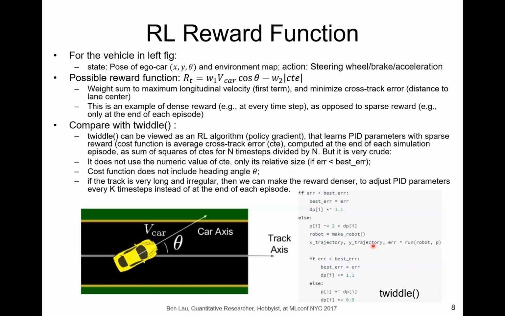Actually, the simple little Twiddle function we saw before is a form of policy iteration, a policy gradient RL method. It's trying to maximize the policy in the form of PID controller parameters. By searching in the policy space of different P, I, and D, three parameters, the controller gains, it is trying to maximize its cumulative reward.